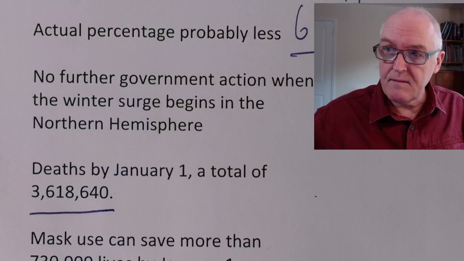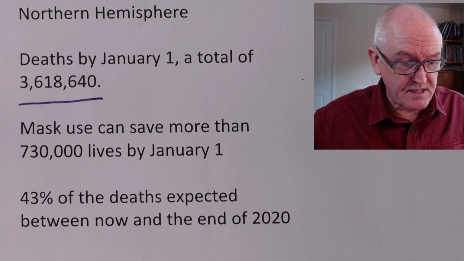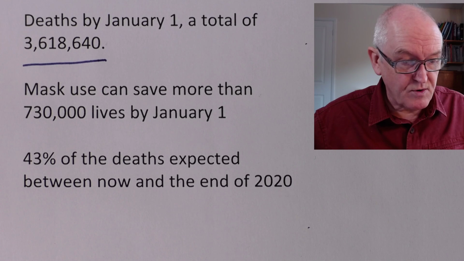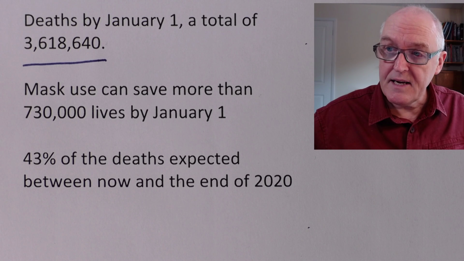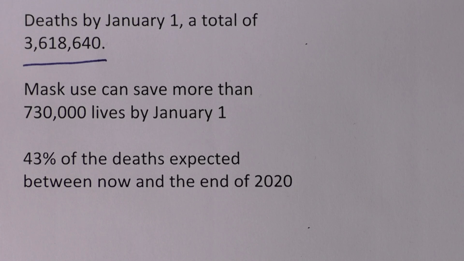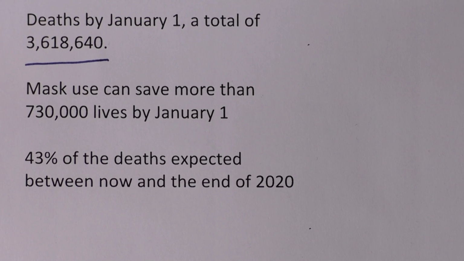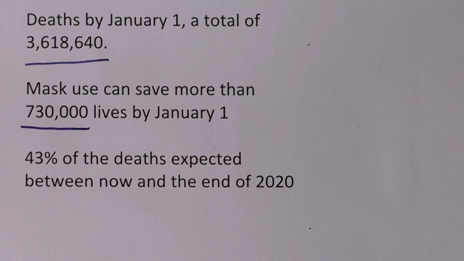But this is quite a profound statement here. Mask use can save more than 730,000 lives by the 1st of January. That is pretty impressive, isn't it? That is a lot of lives to save. Getting on for 1 million lives can be saved if we all wear masks. And that assumes that about 95% of people are wearing masks when they're outside in social situations.